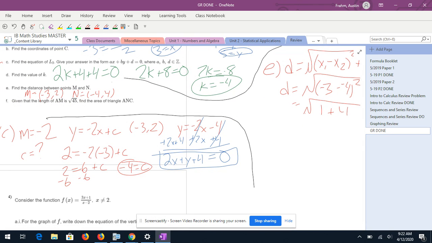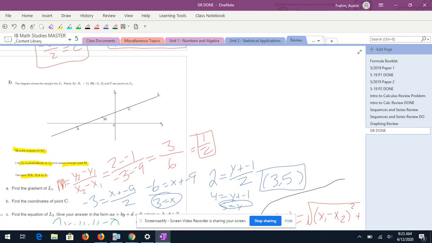For part F, they say given that the length of AM is the square root of 45, find the area of triangle ANC. Okay, so if we go back up to our picture, if I were to plot point N just roughly, it would be somewhere up here, forming this triangle ANC.